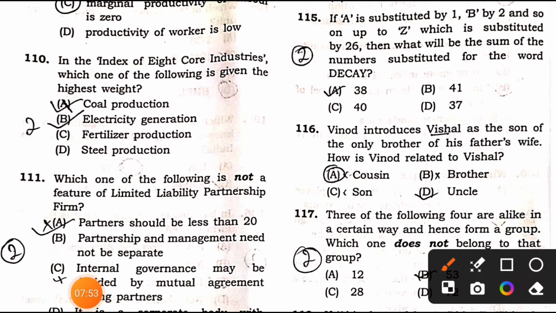115. If A is substituted by 1, B by 2, and so on up to Z, which is substituted by 26, then what will be the sum of the number substituted for the word decay? The correct answer is 38. Vinod introduced Vishal as the son of the only brother of his father's wife. How is Vinod related to Vishal? Correct answer is A. Cousin.